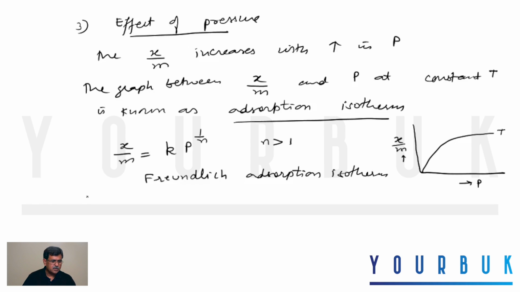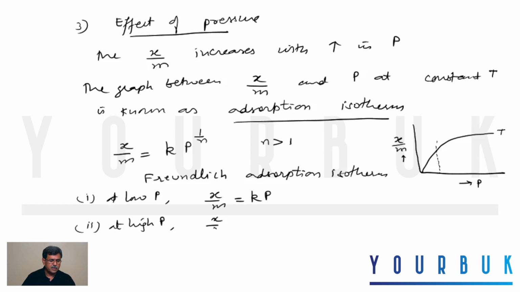Now at low pressure, this equation is reduced to x by m equals K into P. So there is a linear graph, x by m increases linearly with pressure. Now at high pressure, it attains a saturation level, and x by m is independent of pressure, so we write x by m is equal to K. And in the intermediate pressure region, this is given by the Freundlich adsorption isotherm.